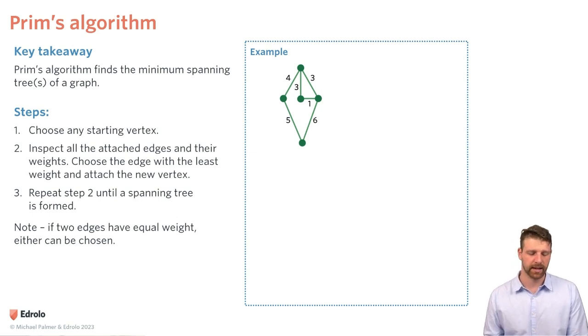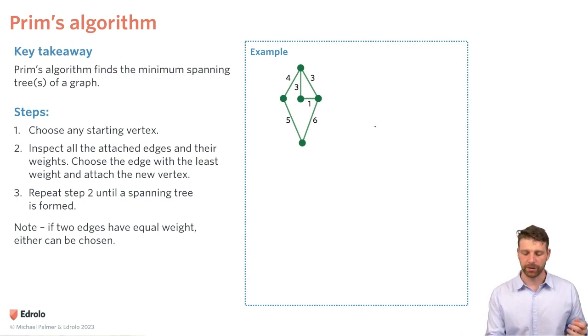It says choose any starting vertex. Secondly, inspect all the attached edges and their weights. You want to choose the edge with the least weight and attach that new vertex. Then you repeat step 2 until a spanning tree is formed. And just keeping in mind, if you've got 2 choices with the edge that have equal weight, you can choose either one. You might just get a different spanning tree, but it will still have the minimum weight.